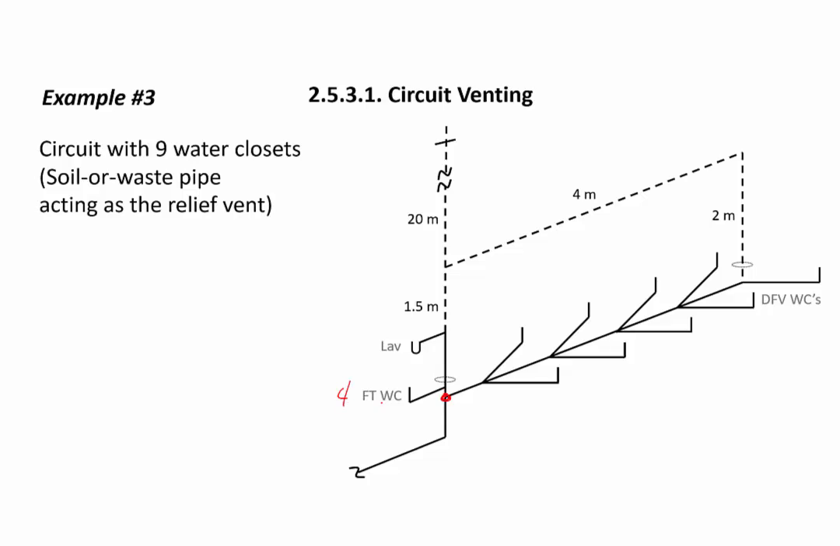because the flush tank is 4 and the lave is only 1, at this connection we're only going to have 5 fixture units in total draining through here. So this soil or waste pipe, the branch and the fixture drain wet vent, will both be able to meet the requirements of acting as our relief vent. So we're going to be able to use this soil or waste pipe instead of installing a separate dedicated relief vent.